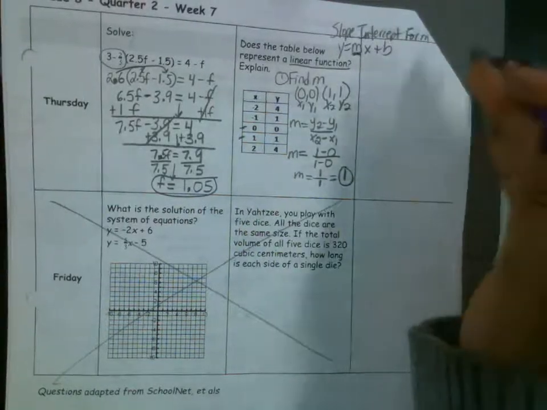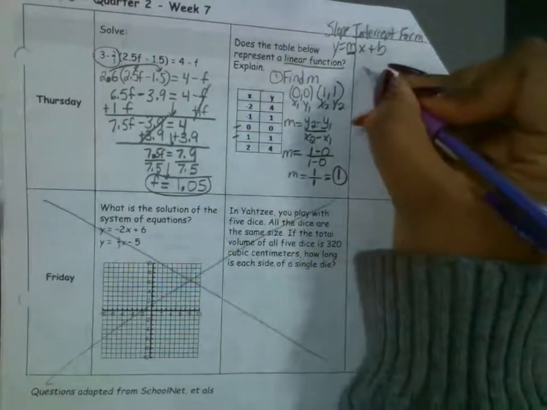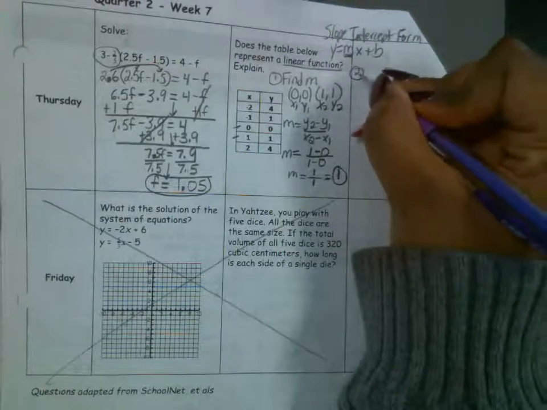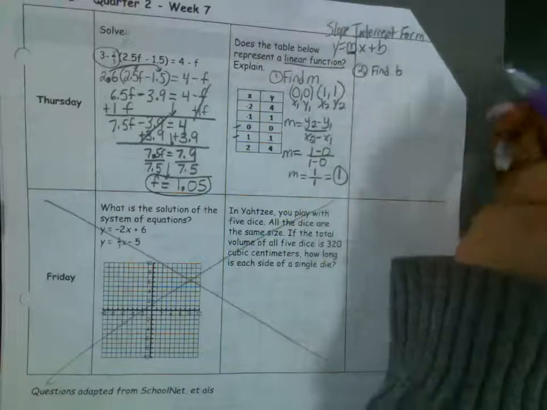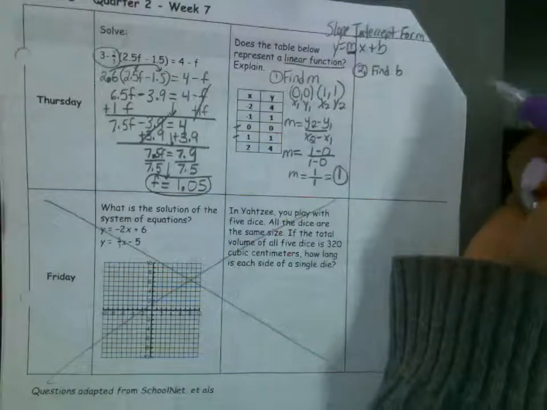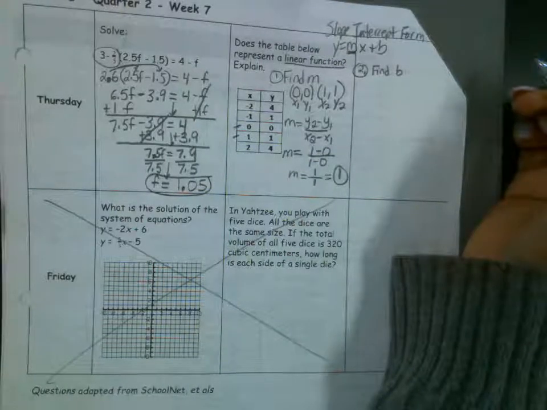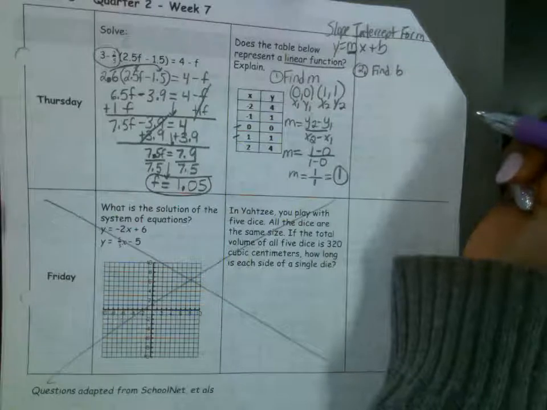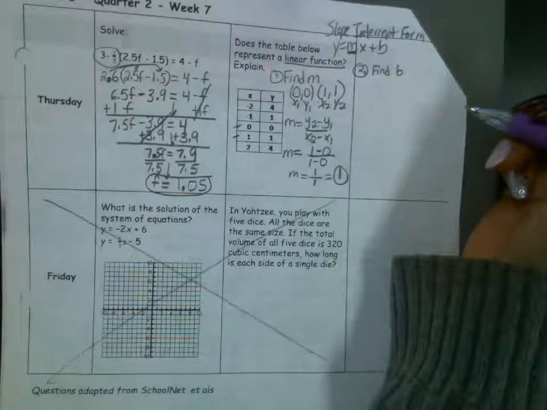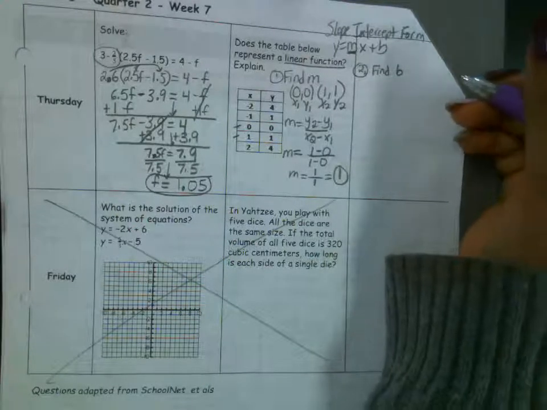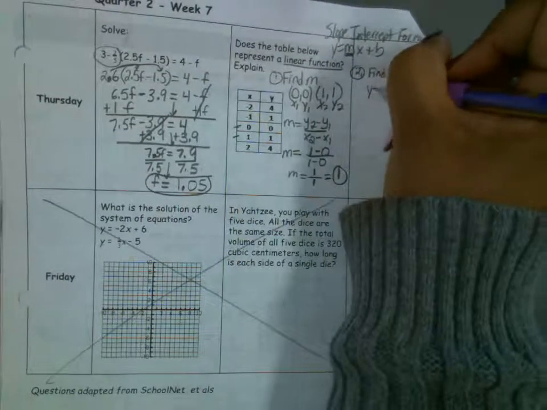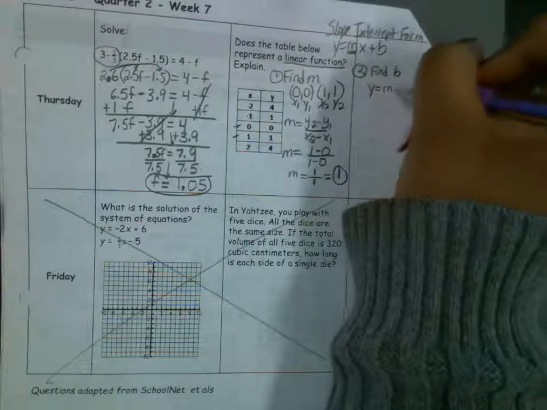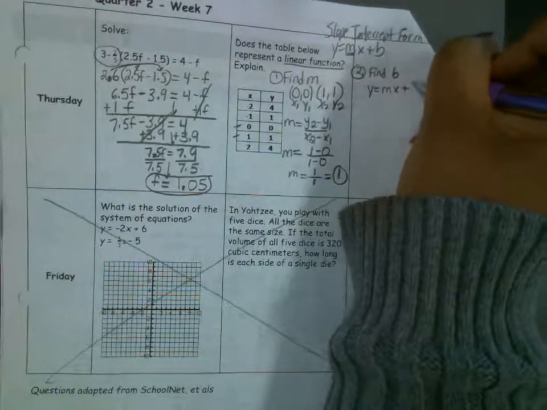Now we have to find b. Very good, Dylan. The second thing we need to do is find b, the y-intercept. Okay, so what do we use to find b? Anybody remember? We did this yesterday. We use y equals mx plus b. We use the slope-intercept form.